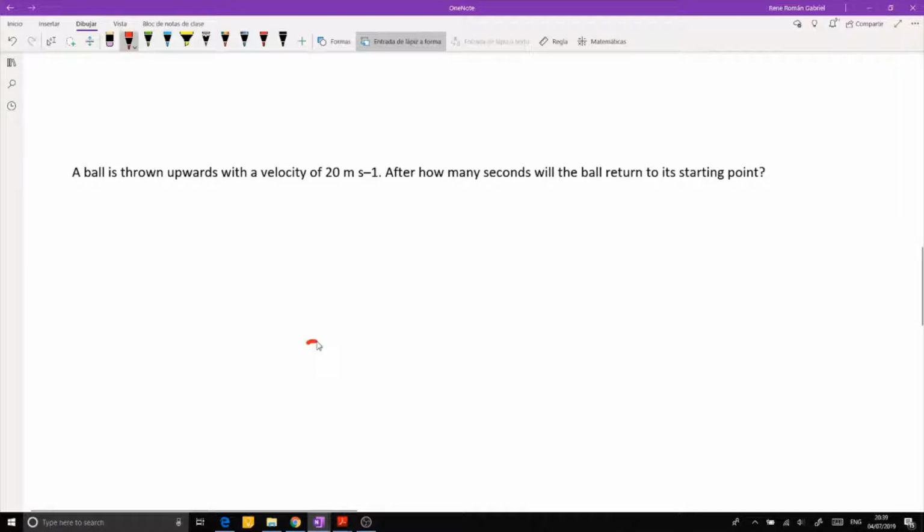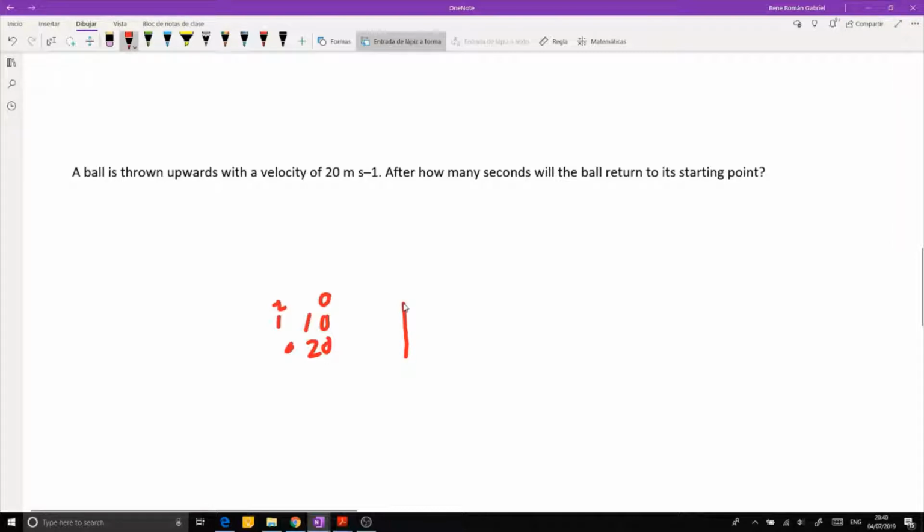So basically, we start with 20. We remove 10 because that would be 1 second. So that would be 10. And after 10, that would just leave us to 0. This would be 0 seconds, 1 second, 2 seconds. But the answer would not be 2 seconds, because this would be the ball going up.